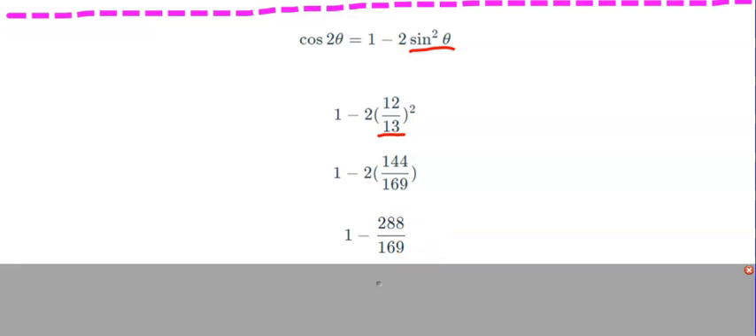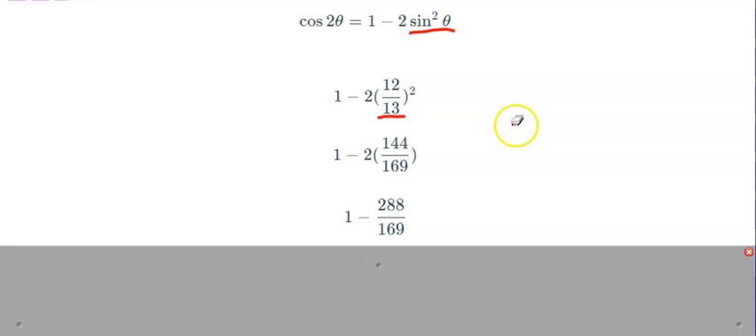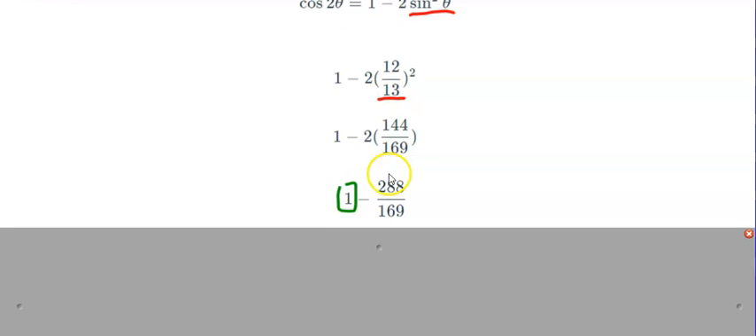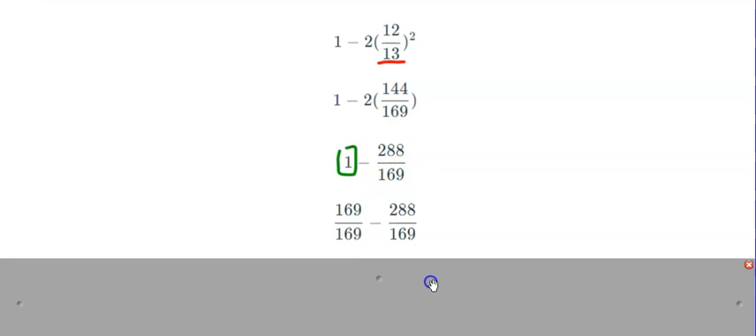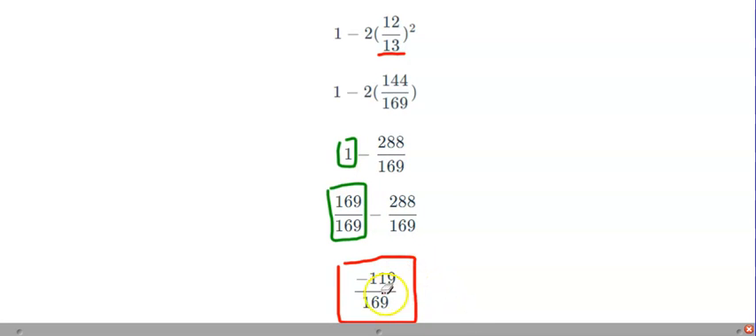The big thing is, how do I subtract 1 from a fraction? Well, 1 is really convenient because 1 can be converted into a fraction very, very easily. All you need to do is convert it to a fraction that has the same denominator as the fraction that's being added or subtracted with it, but the numerator itself is the same value as the denominator, because anything divided by itself is 1. So once you have this step, now you just subtract the fractions together. So 169 minus 288 gives you negative 119. The denominator itself is still 169, and that is our final answer because it is not reducible.